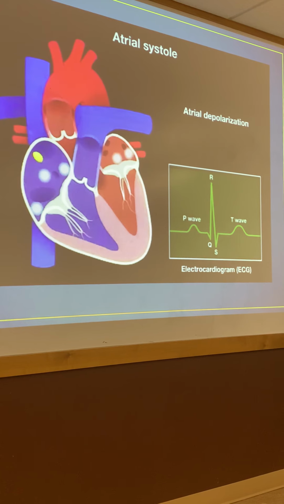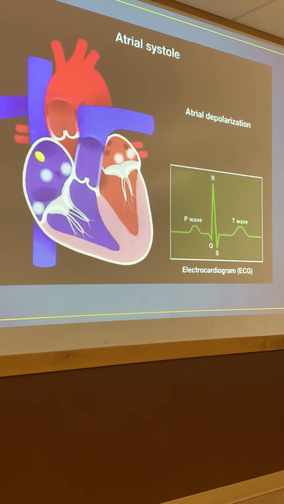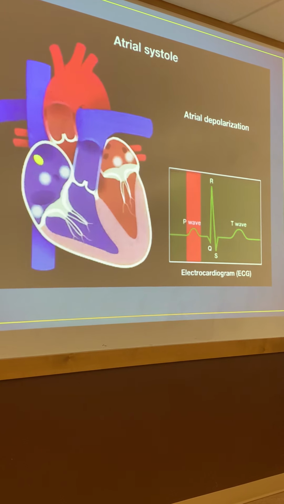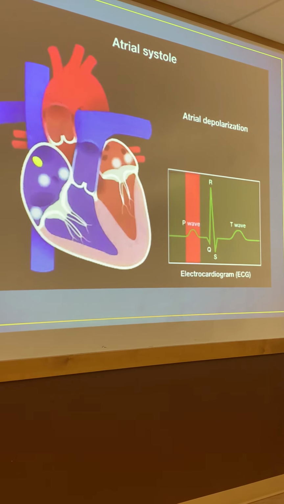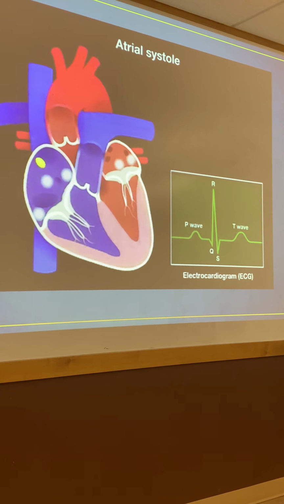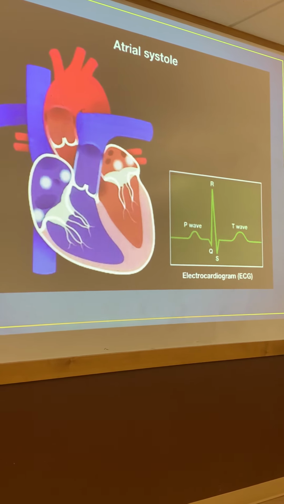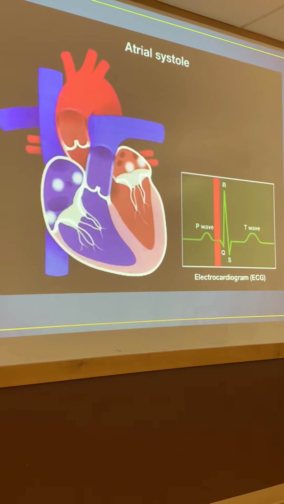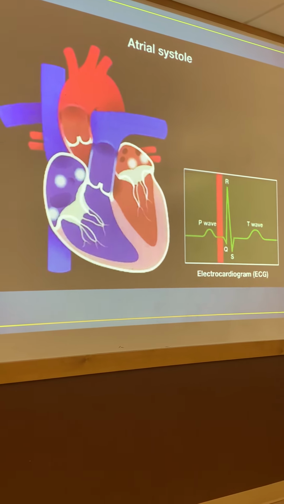This results in atrial depolarization, which is represented by the P wave on the electrocardiogram, also called an ECG or EKG. Atrial depolarization initiates contraction, or systole. Atrial systole is represented by the PQ segment on the ECG.